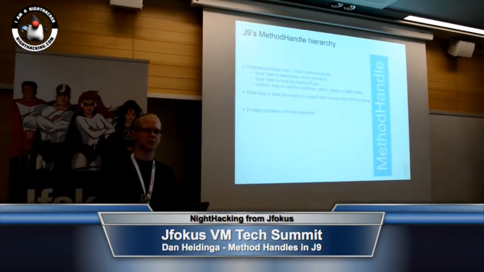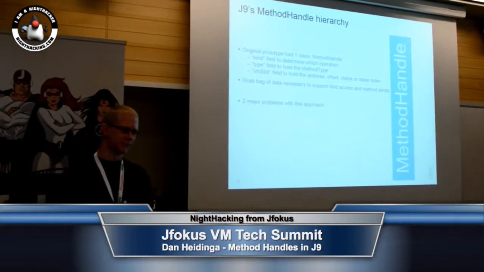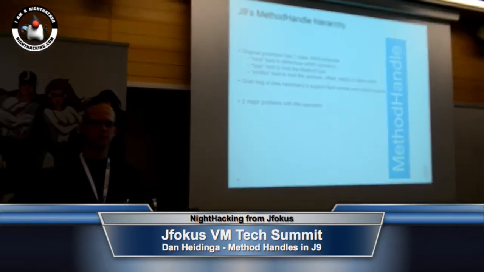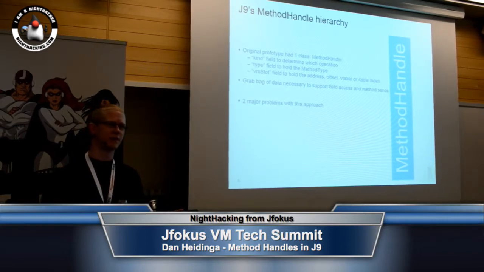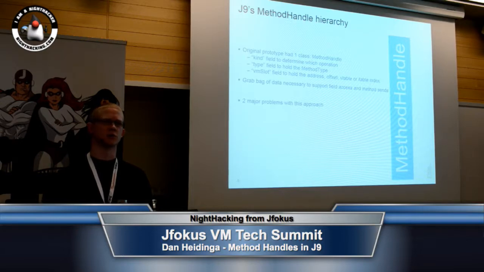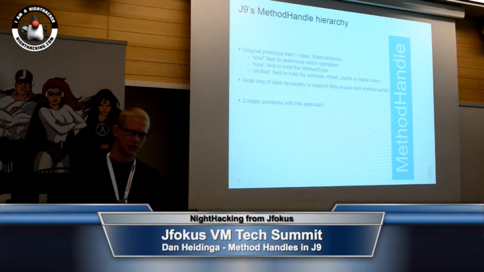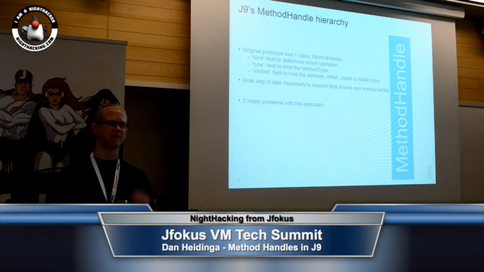Well, our early prototype of method handles had one class. We had MethodHandle. It had a kind field, which told you what the operation was. It had a type field, which told you what the method type for it was, which was the signature you invoke it under. And it had a VM slot in which we jammed various pieces of VM-related data, you know, the address of the method, the VTable offset, the ITable offset.